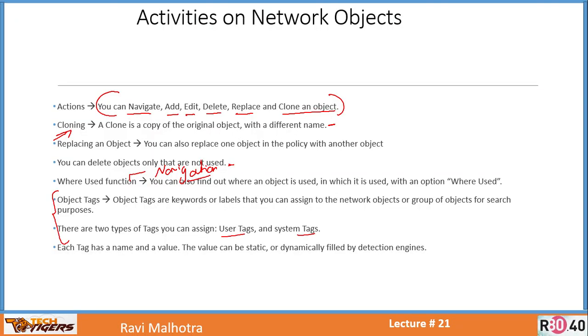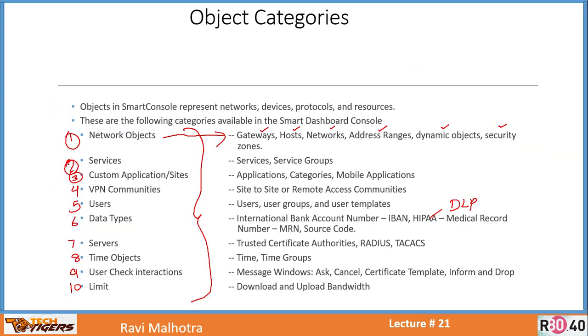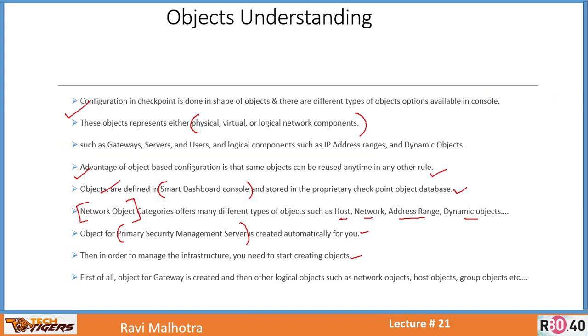This was the last slide of this lecture. Lecture number 21, we have ended this lecture. So let me just recap, guys. There are different types of objects that you can create. These different types of objects come under different categories. You really need to understand these objects very well. Then only you will be able to play with creation of policies and creation of rules.